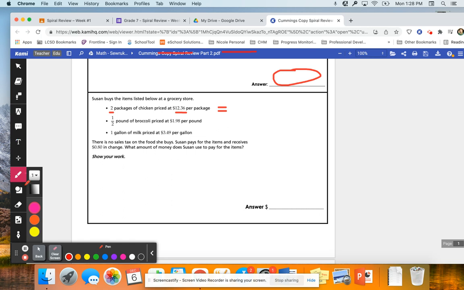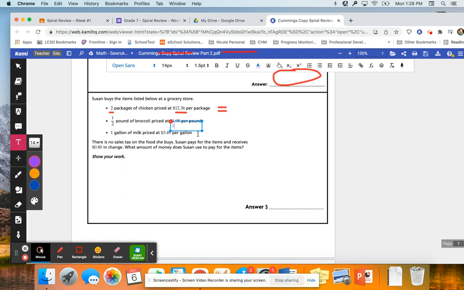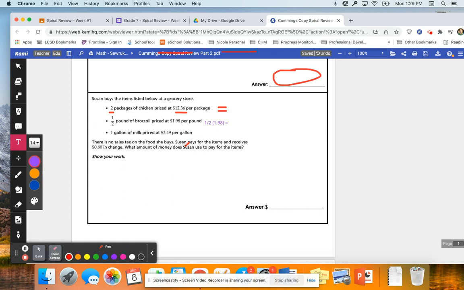So you're going to have to, I'll do it like this. I'll do a text box here. You're going to have to do that half a pound, and we're multiplying it by $1.98 because remember, that's what we're doing in order to find the unit rate of that one. So you're going to have to do that to find out how much she actually spent for that one. And the next one is 1 gallon of milk priced at $3.49 per gallon. Well, that one's pretty easy because she only bought 1 gallon and the cost of a gallon is $3.49. So you should write how much each of these things equals, and then you should total them all up.